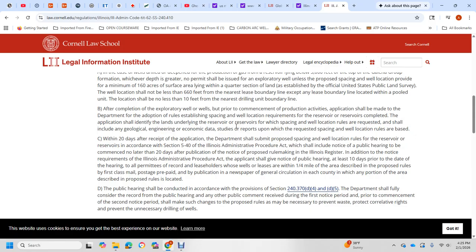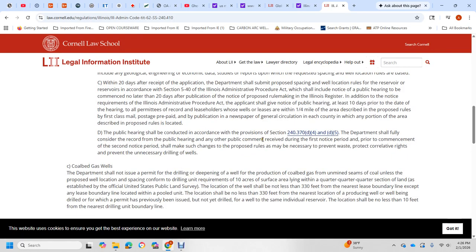Application notice of the public hearing shall be given 10 days prior to the day of the hearing of the permit records of the leasehold, as well as the lease within a quarter mile of the area described in the proposed rule, by first class mail, postage prepaid, with the publication in a newspaper of general circulation in the county with the portion of the area described in the proposed rules located.